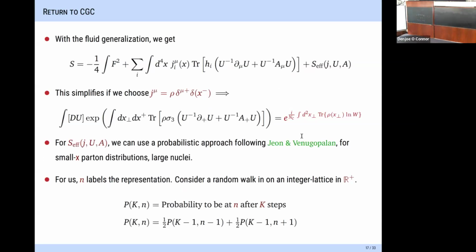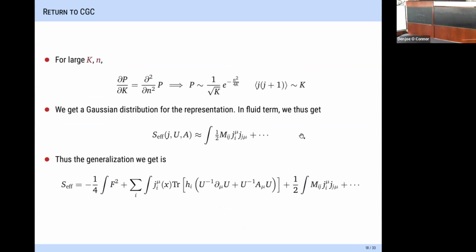If you look at it from the discrete point of view, you see that it's like a discrete Laplacian on n. Therefore, it's not a big surprise that if I take the large k, large n limit, I get the diffusion equation, and I find that this is the probability distribution for the possible values of the representation that you would get. So that implies that the mean square J value, just for SU2, is like k.